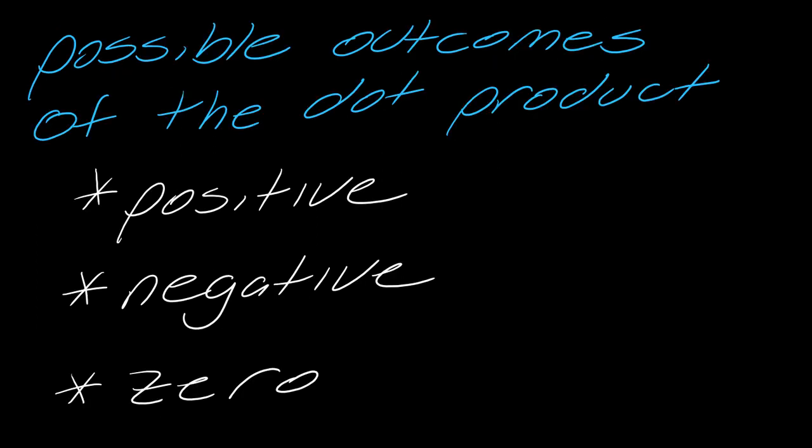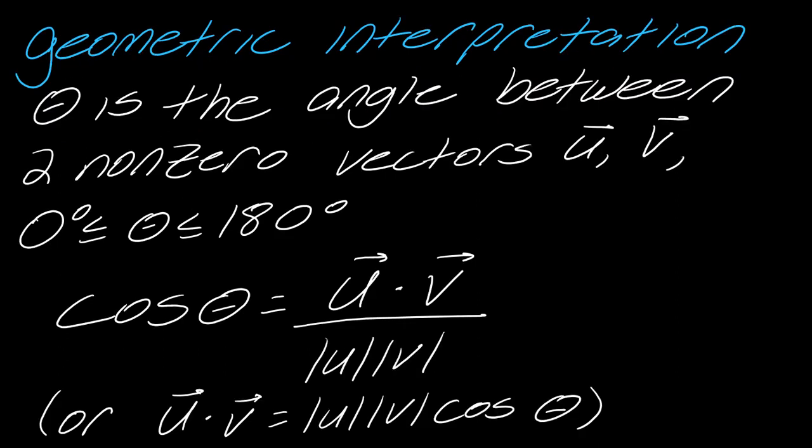So the dot product, just to be clear, can be positive, it can be negative, it can be 0. So don't freak out if you get any one of those results. And so now you're probably like, okay, I'm calculating this. What does this mean? So the dot product has a geometric interpretation.